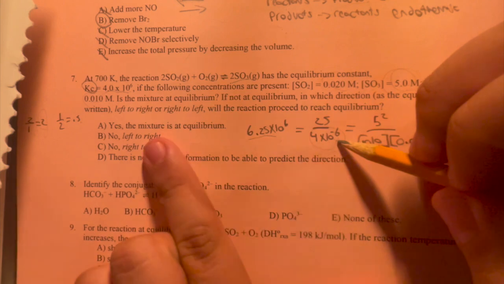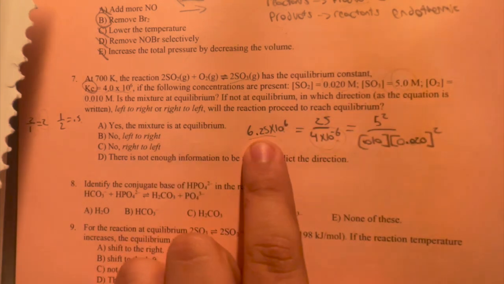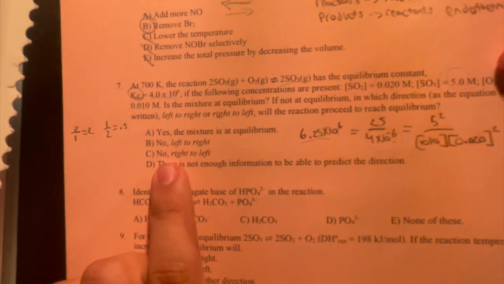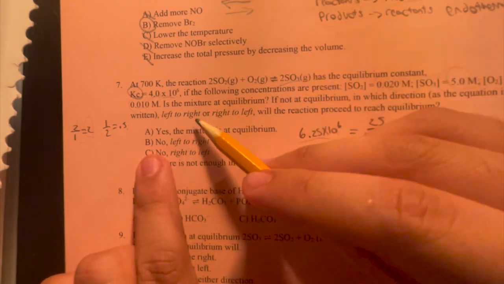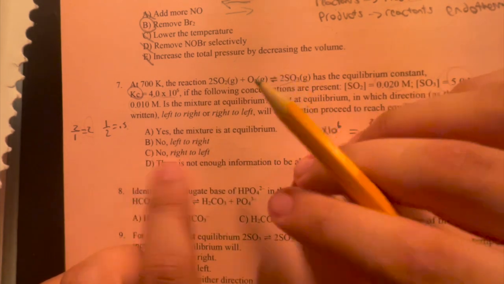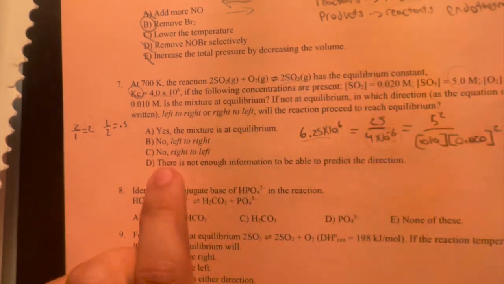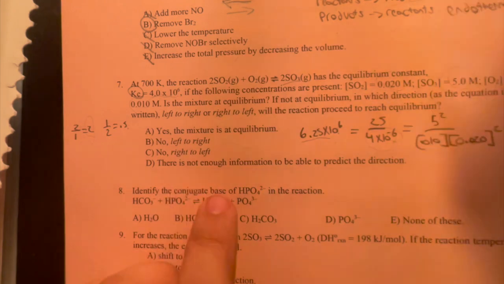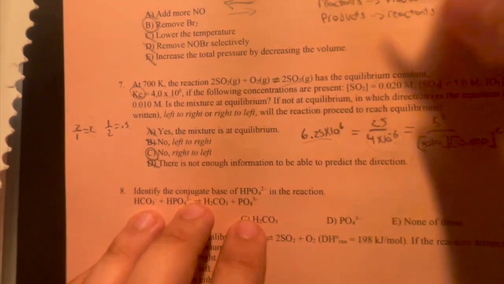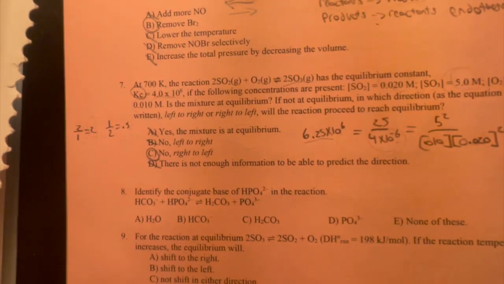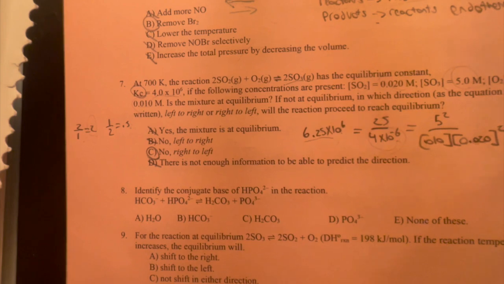So the answer is no, right? The reaction is not at equilibrium, and it'll have to shift from left to right to favor the reactants. Sorry, no, right to left. Yes, right to left. Okay. Yes, it should be C.